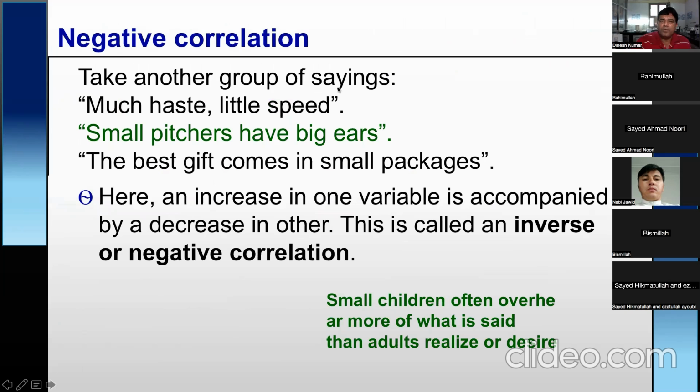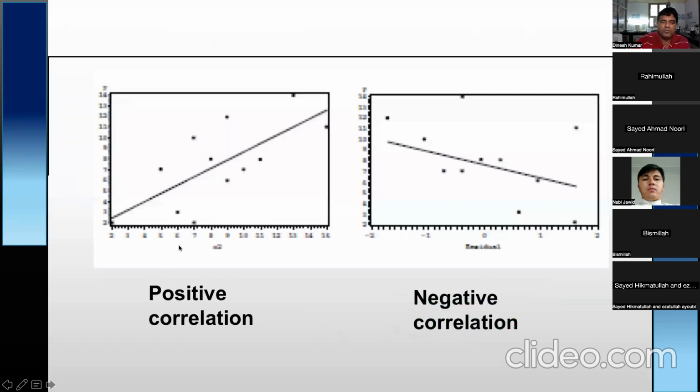Take another group of sayings. Much haste, little speed. Small pitchers have big ears. The best gifts come in small packages. So they are showing a negative kind of correlation. In another case, you have seen a positive kind of correlation. Positive correlation means one variable is increasing, the other is also increasing. So this kind of relationship shows us positive correlation.